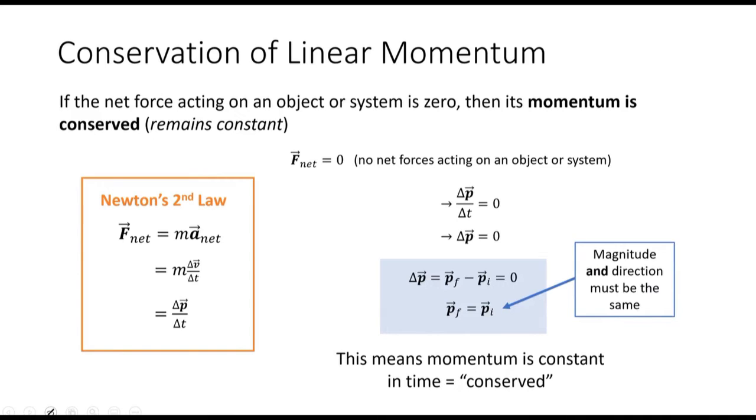Okay, and so then as I've noted here, these are vectors. P final and P initial are vectors. And so both the magnitude and the direction, or in other words, the individual components of the momentum before and after a collision must be the same.